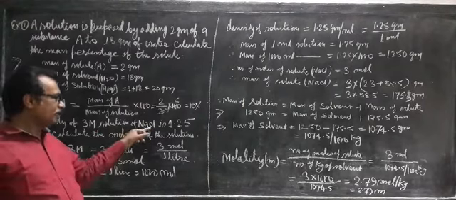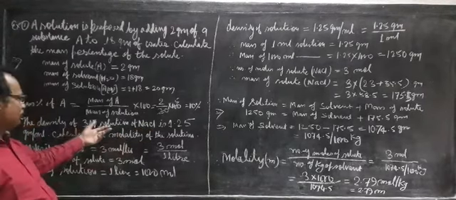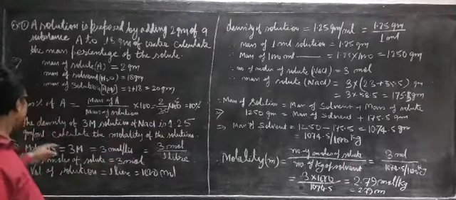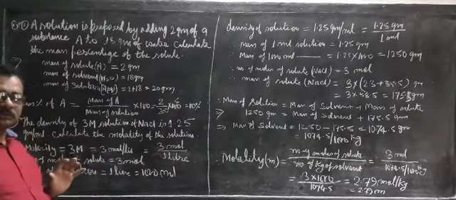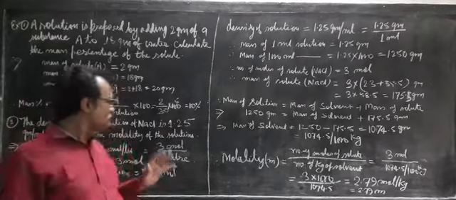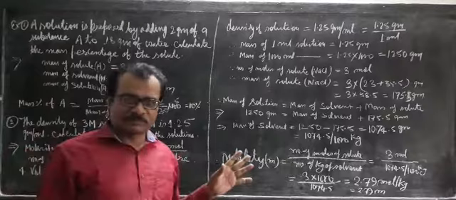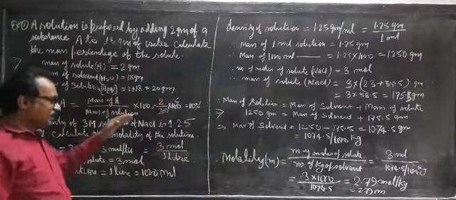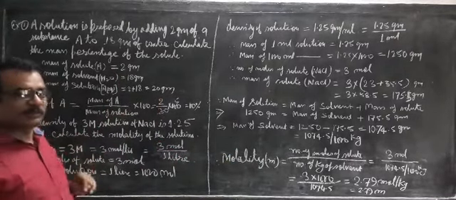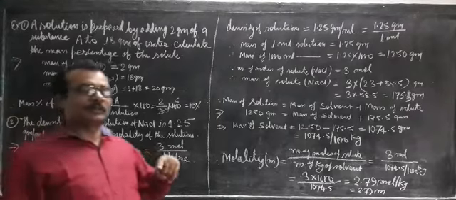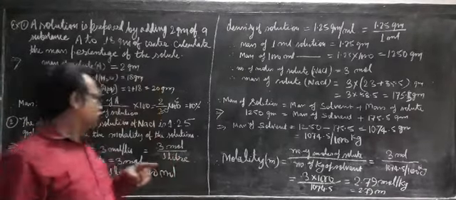The name of the solute is NaCl, and the density of this 3M solution is 1.25 gram per ml. The density of the sodium chloride solution is given. It is 1.25 gram per ml. Density is what? Mass by volume. So it is the density of the solution, not the density of the solute.